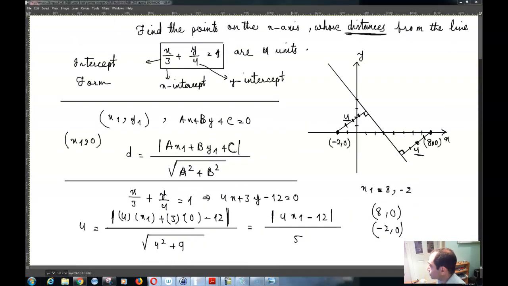Now the next question that we have is question number 9. Question number 9. So find angles between these two lines. So basically you have two lines over here. Square root of 3 times x plus y is equal to 1, and x plus square root of 3y is equal to 1. You have these two lines, and you want to find the angle between these two lines.